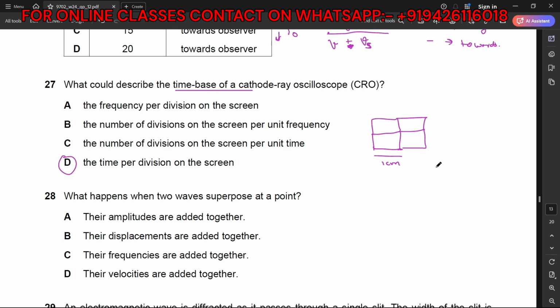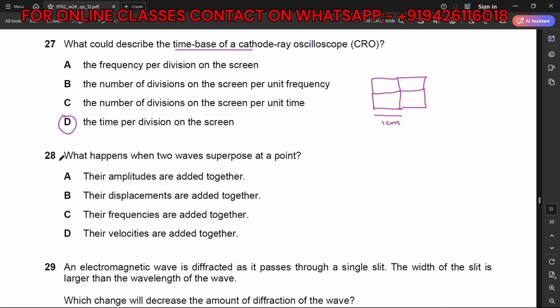It's the time per division on the screen. So on the screen, these divisions are going to give you the information about the time. Based on that, we can calculate all the other stuff. So D becomes the final answer for question 27. Now for question 28, what happens when two waves superpose? That's the principle of superposition. The displacements are simply going to be added together, and therefore B becomes our straight away answer without even thinking about it.